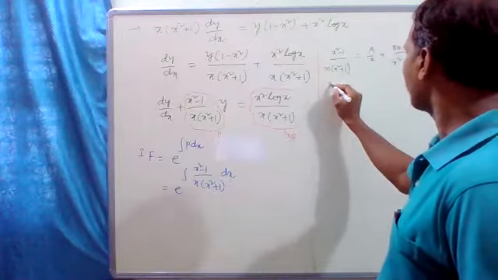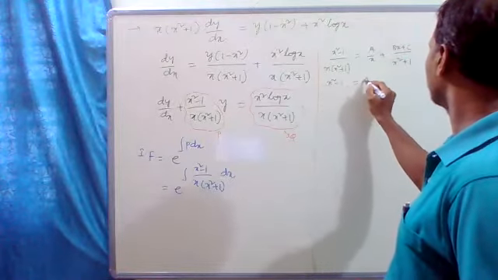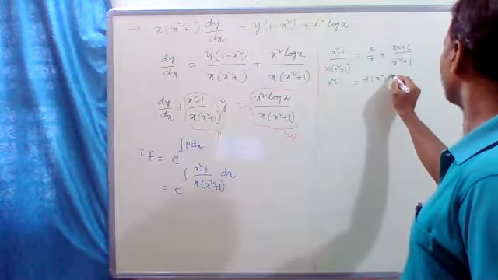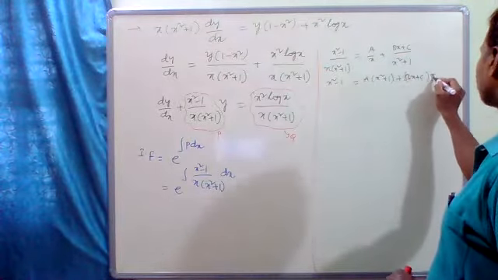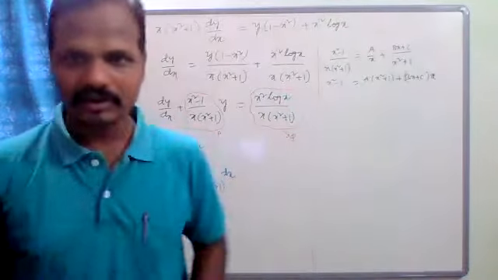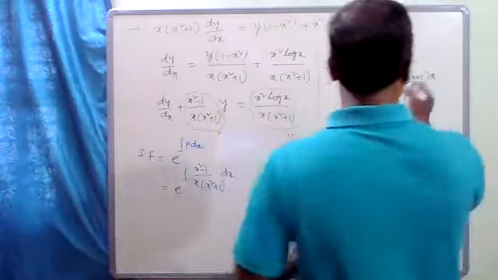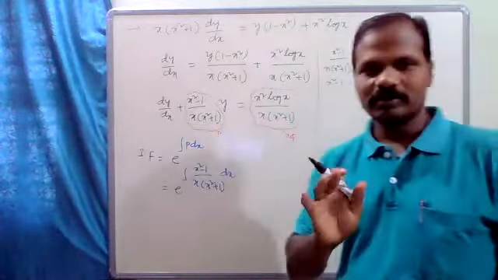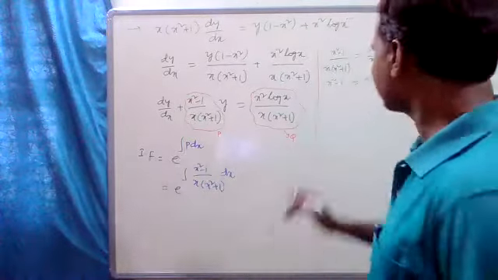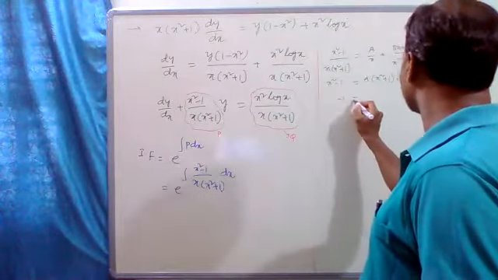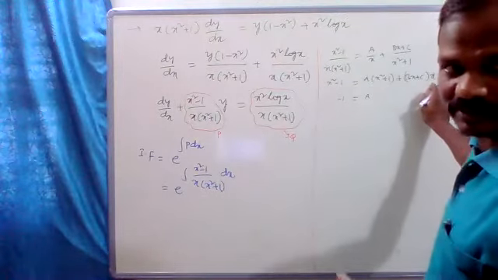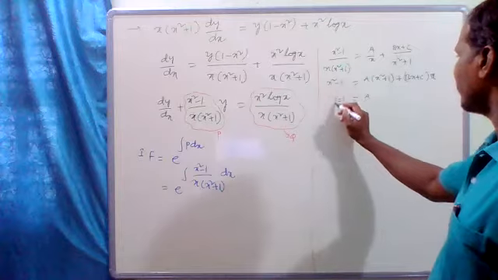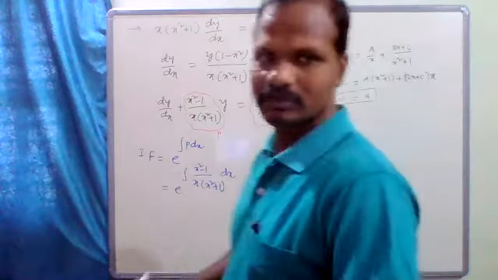So x² − 1 = A(x² + 1) + (Bx + C)x. Yes. Now first take x = 0. If you take x = 0, this is −1, so this is A. This becomes 0, x = 0 means this becomes 0. So what is the A value? A value is −1. Okay?